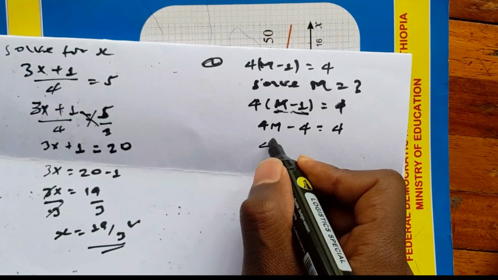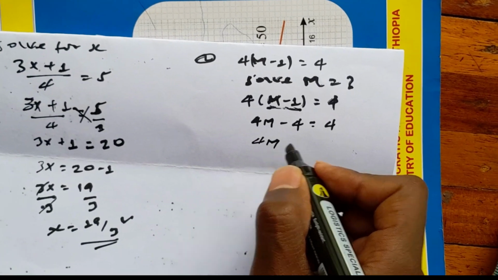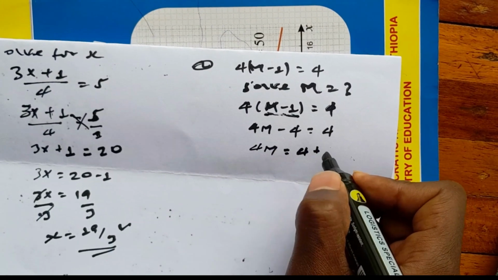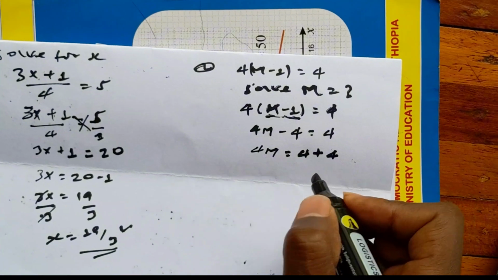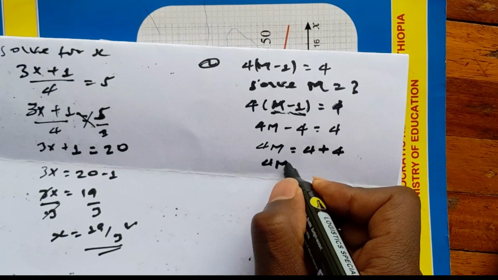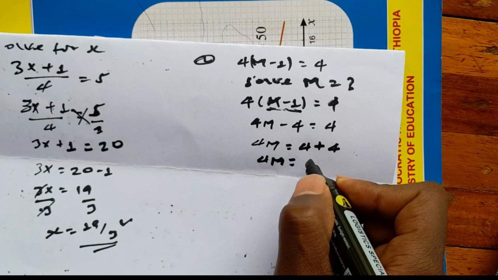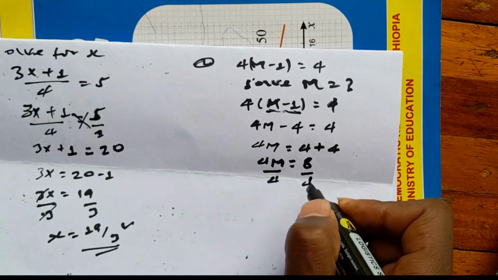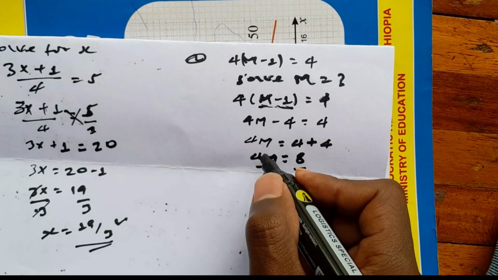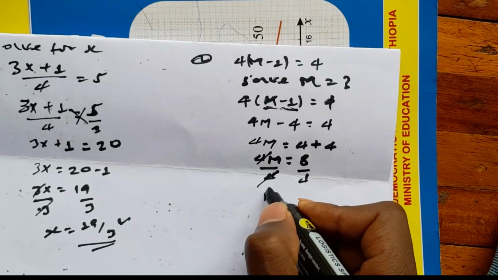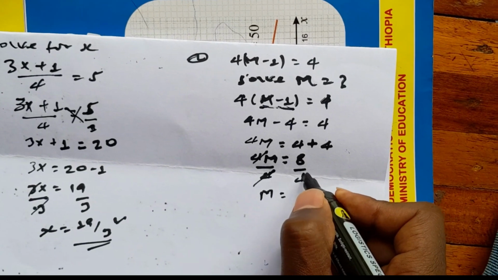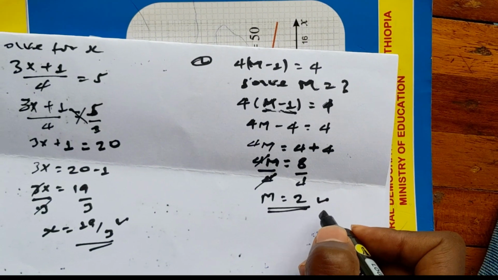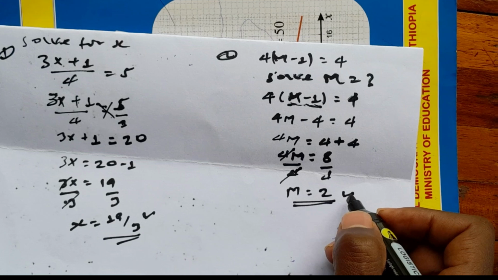After that, 4m is equal to 4. When we transfer this one, positive 4. 4m is equal to 4 plus 4 means 8, over 4, because we are finding the value of m. m is left alone. 8 divided by 4 means 2. What is the value of m? 2. It's very easy.